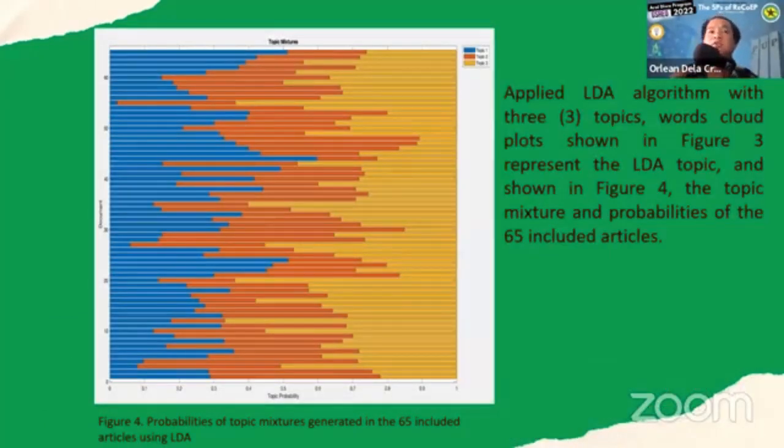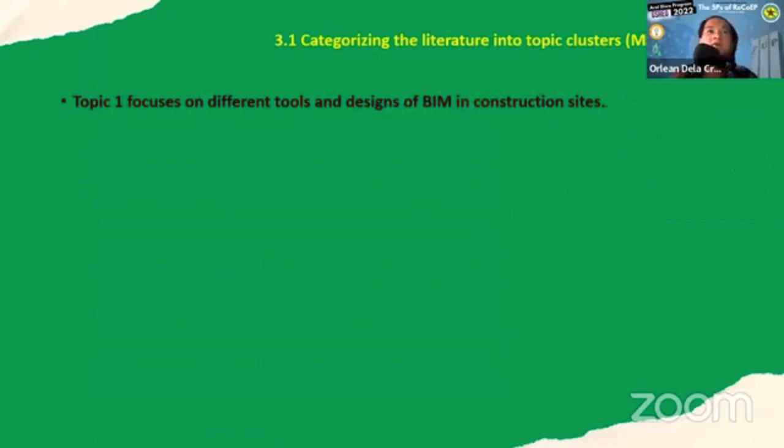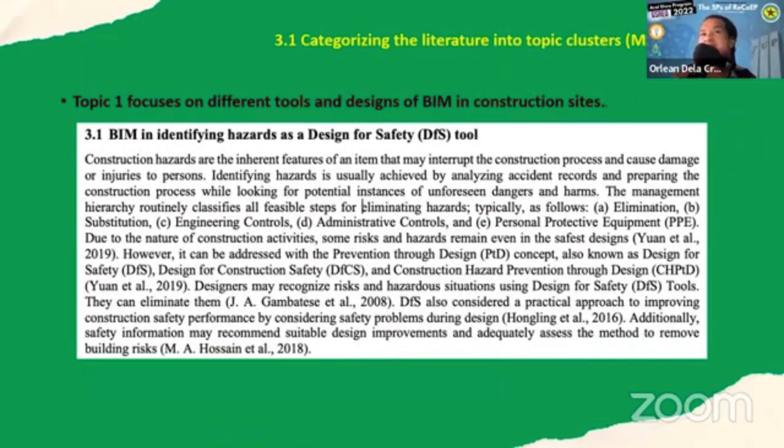Then I used the probability of topic mixture. That means for each topic, I will see sentences or phrases that I can include in my thematic or topic discussion for my literature review. So topic 1: BIM in identifying hazards is the design for safety tools. This is what I showed earlier. This became my main topic from topic 1 that I generated in MATLAB. Then here is my sample from when I was making my literature review.